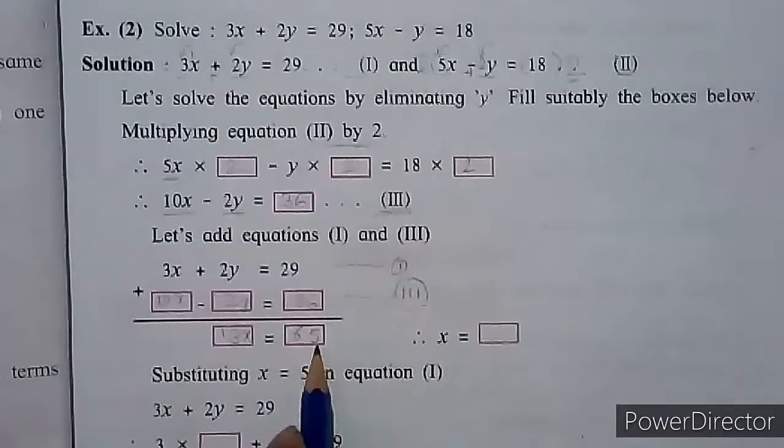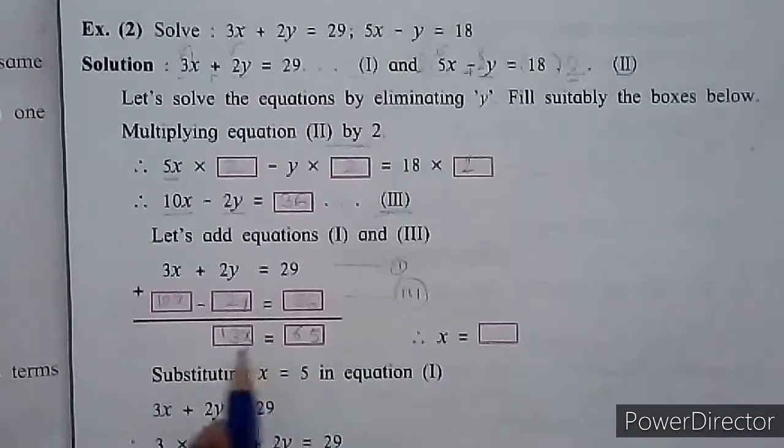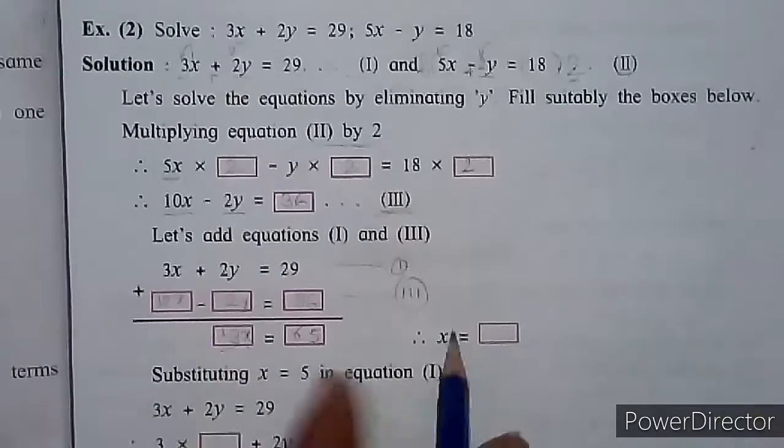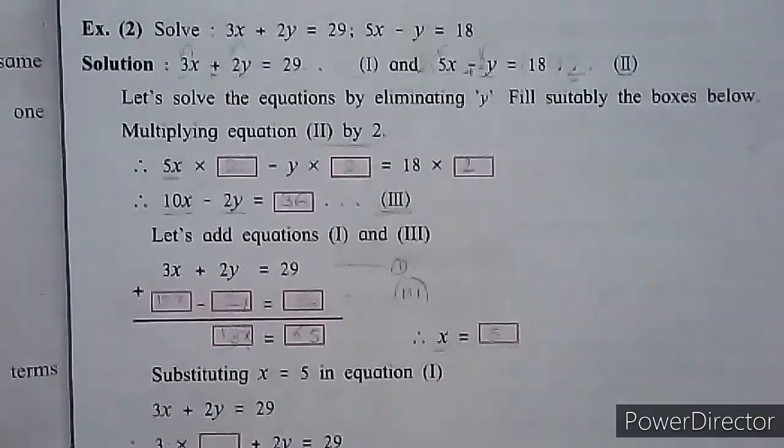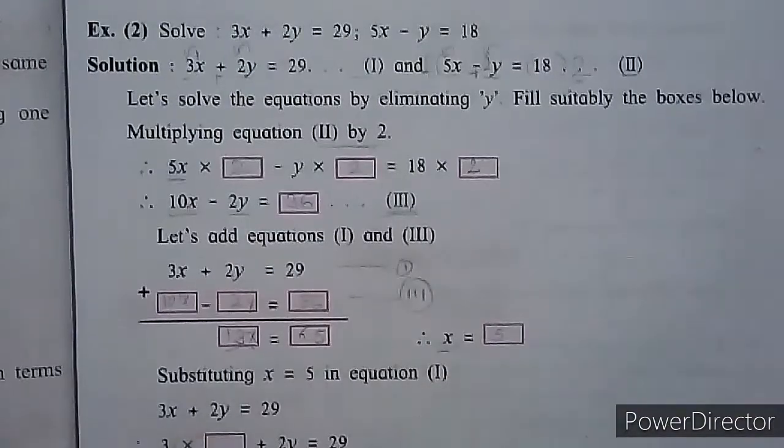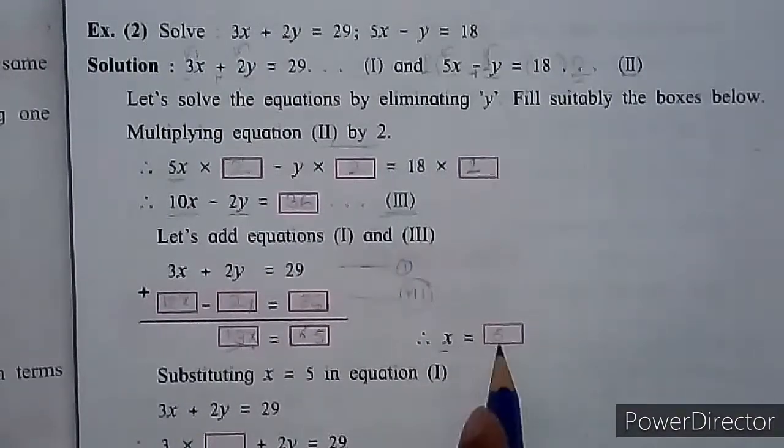13x equals to 65, then x will be equals to 65 divided by 13, so the value of x we get is 5. 13 fives are 65, therefore x equals to 5. Here we get the value of x is 5.